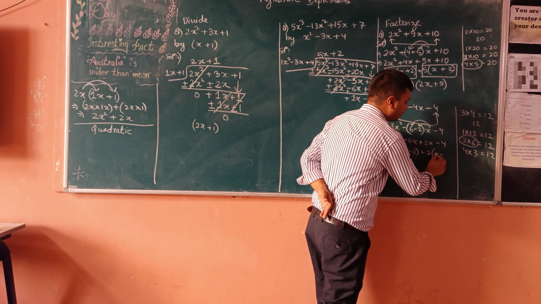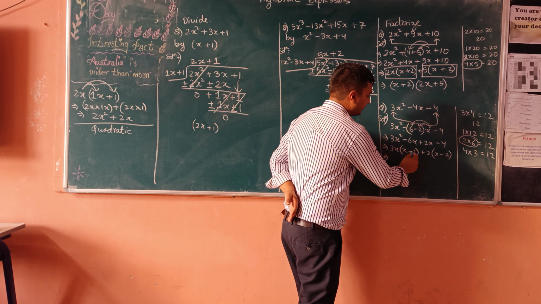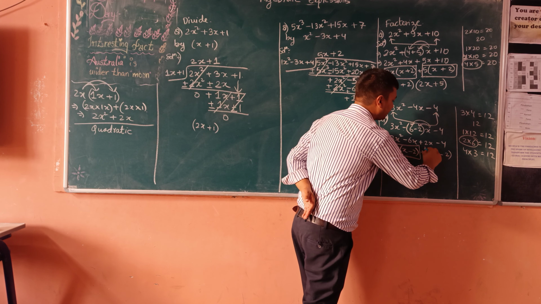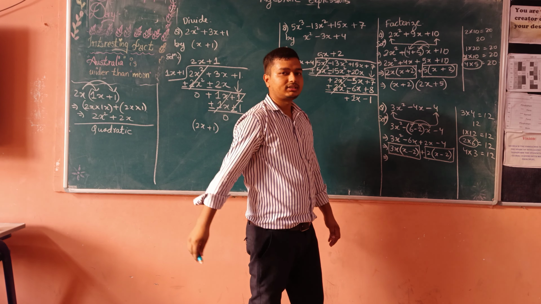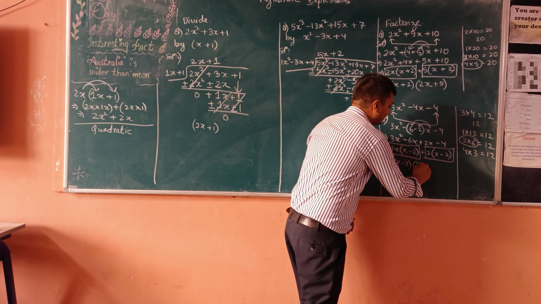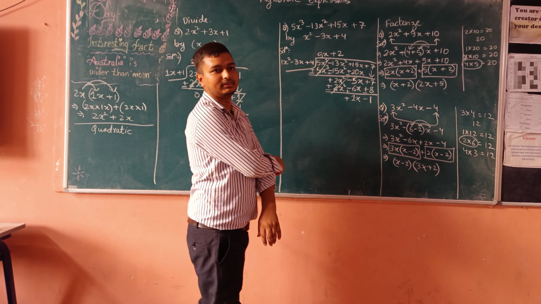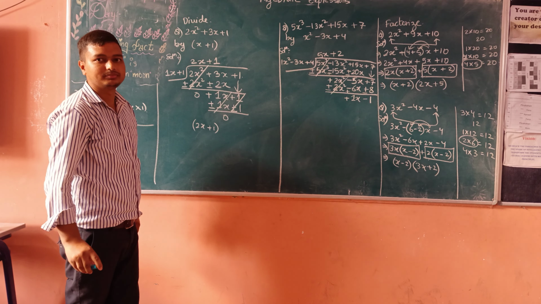2. 2 into x is 2x, 2 into minus 2 is minus 4. Now next, is anything common between this one and this one? Yes. What is that? x minus 2. So I will take out x minus 2 first. And what is remaining? 3x. And what is there? Plus 2. So this is my answer. So this is the process how to solve it.